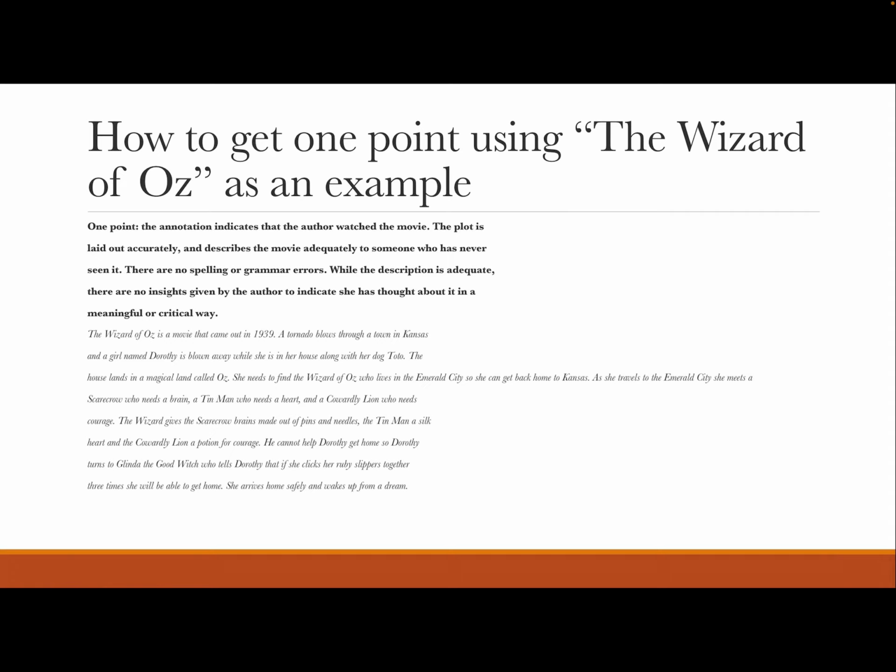She needs to find the Wizard of Oz who lives in the Emerald City so she can get back to Kansas. As she travels to the Emerald City, she meets a scarecrow who needs a brain, a tin man who needs a heart, and a cowardly lion who needs courage. The wizard gives the scarecrow brains made out of pins and needles, the Tin Man a silk heart, and the Cowardly Lion a potion for courage. She cannot help Dorothy get home, so Dorothy turns to Glinda the Good Witch, who tells Dorothy that if she clicks her ruby slippers together 3 times, she'll be able to get home. She arrives safely and wakes up from a dream.